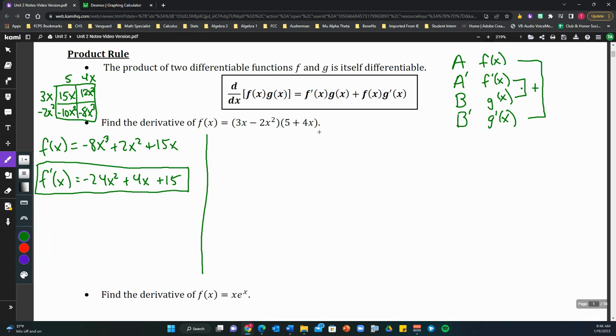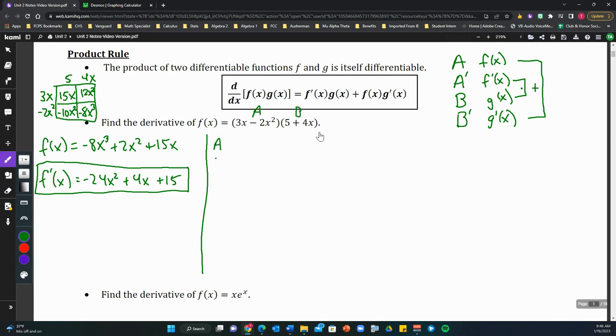So if I try to attempt this problem using the product rule, again, I'm going to identify my A and B or F and G, however you guys want to refer to it. The reason why I like A and B sometimes is the name of our function is f of x. So some people like to name the two pieces F and G. That just gets confusing when the function's name is already one of those guys. So that's why when I write it out, you guys are going to see me do A and B.